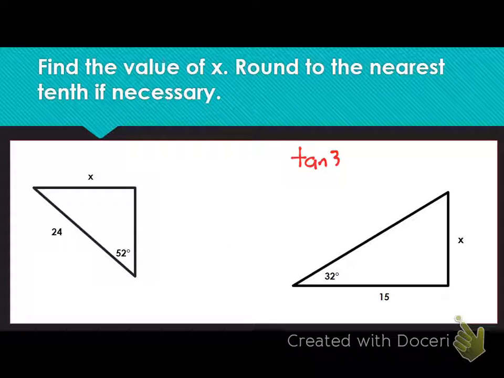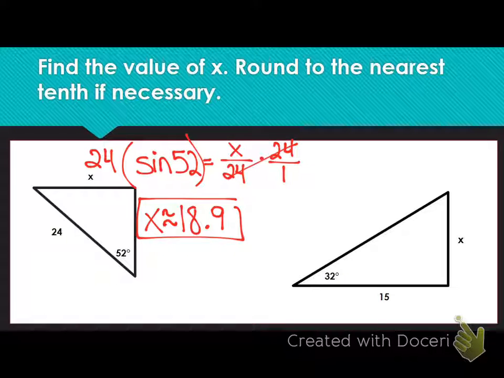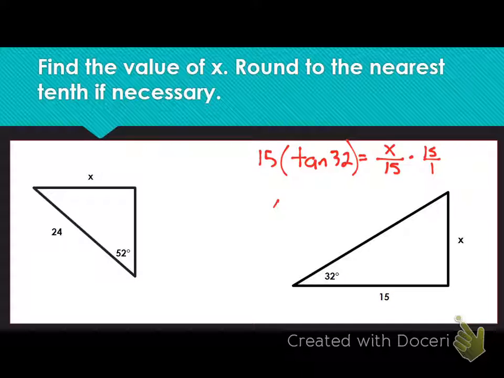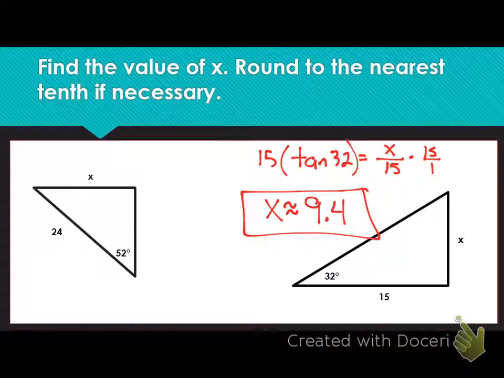18.9. All right, now I want you to do the same thing for the second triangle. It's just going to be a different trig ratio. So is it sine, cosine, or tangent? Use your angle measure and find the unknown side length. Tangent of 32 equals x over 15. What do I do to both sides? Multiply by 15 and round to the nearest tenth, 9.4. Who got 9.4? Okay, very good.